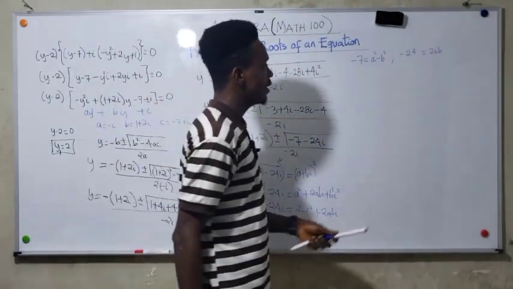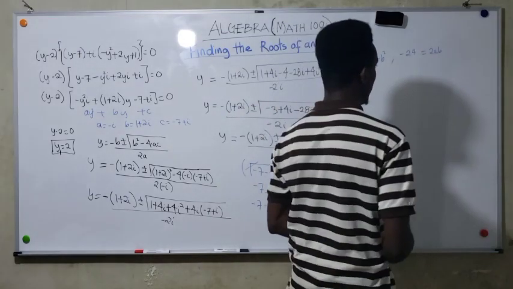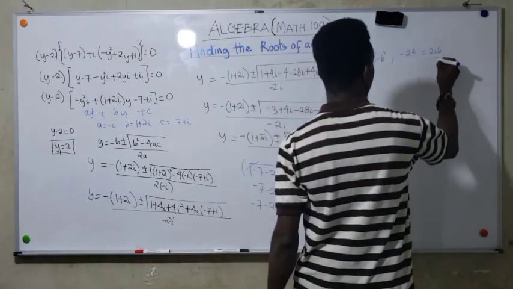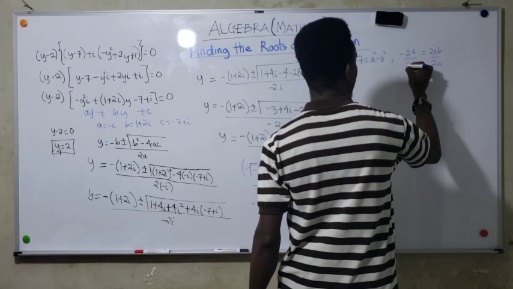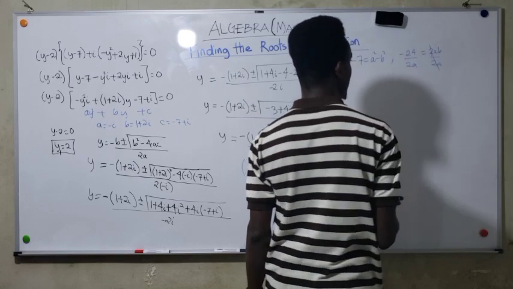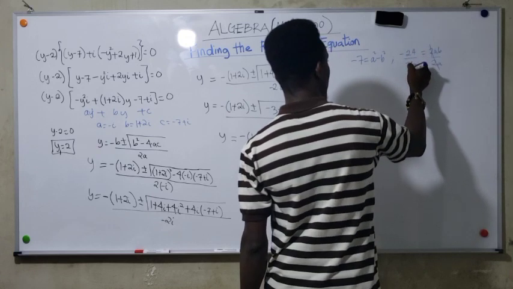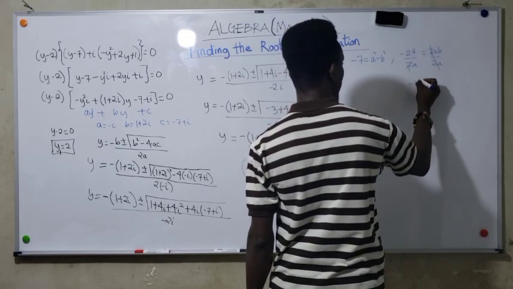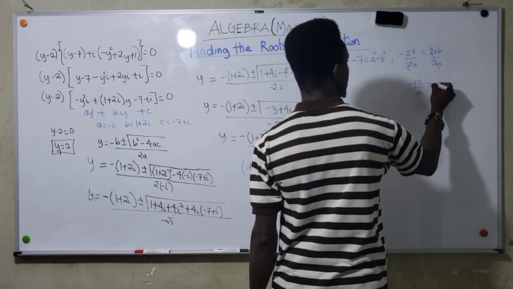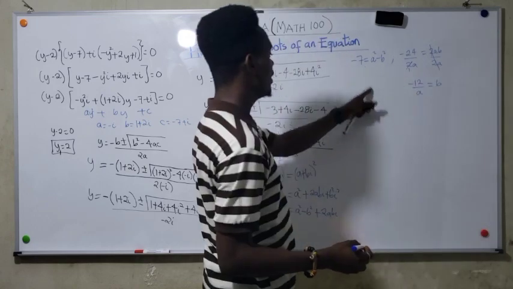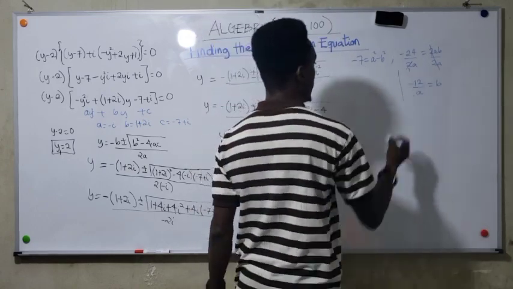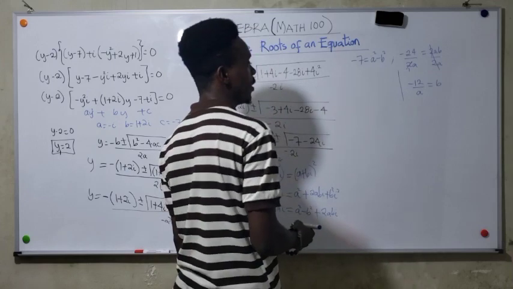So if we make a the subject or b the subject, let me make b the subject. It means that we divide by 2a on both sides. So we cancel this, we have 12, 2 goes into 24 twelve times, so minus 12 over a is equal to b. So whenever we see b in this equation, we replace it by -12 over a.